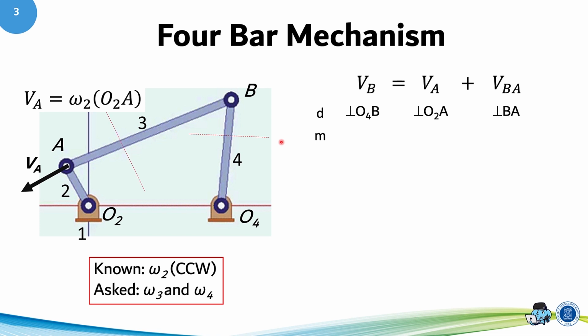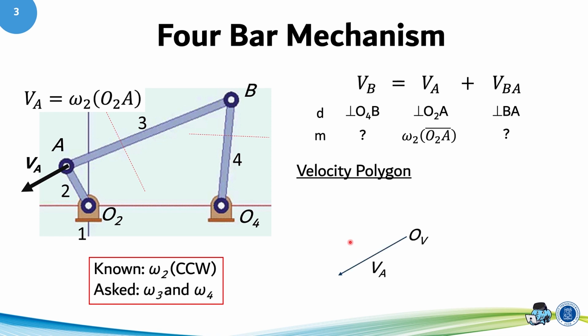And then, we do not know the magnitude of VB. We know the magnitude of VA, that is omega 2 times O2A, but we also do not know the magnitude of VBA. To solve the equation, we can draw the vector polygon.